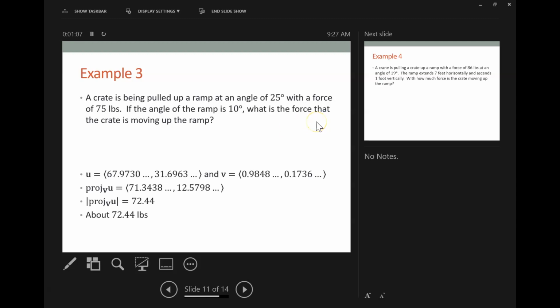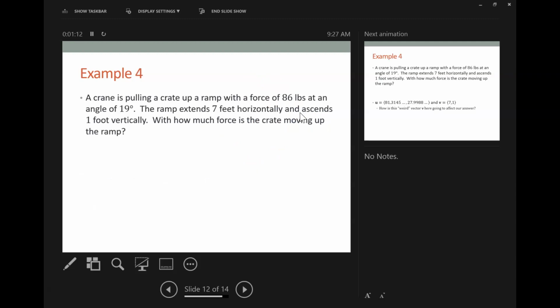All right, ready to move forward? This one says a crane is pulling a crate up a ramp with a force of 86 pounds at an angle of 19 degrees. That's one vector right there that I read, right? It says the ramp extends 7 feet horizontally and ascends 1 foot vertically. That's a second vector. How much force is the crate moving up the ramp? So again, just 2 vectors. We're going to project the pull onto the ramp.